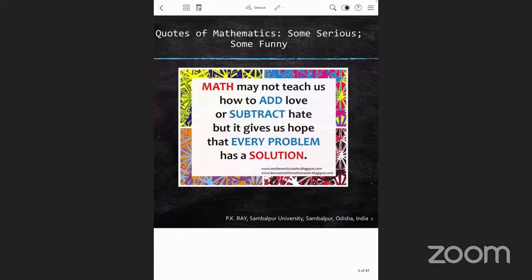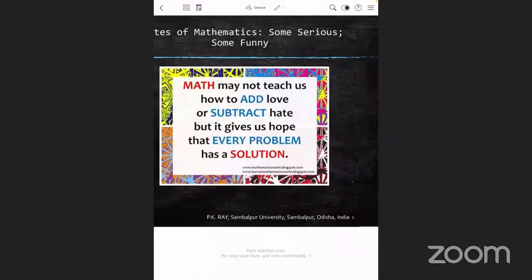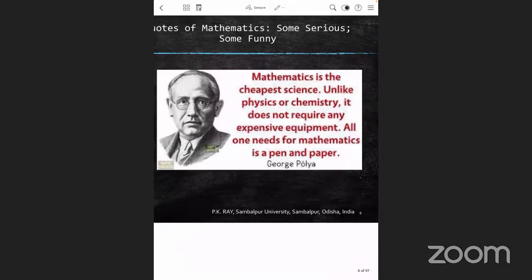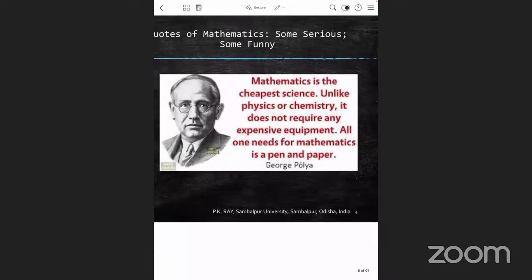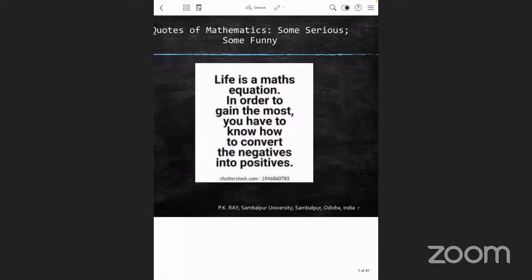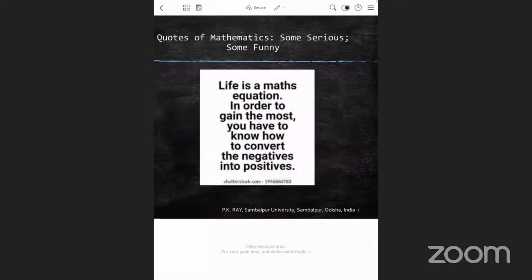This is one quote: mathematics may not teach us how to add love or subtract hate, but it gives us hope that every problem has a solution. And this is the famous quote by George Polya. Mathematics is the cheapest science. Unlike physics or chemistry, it does not require any expensive equipment. All one needs for mathematics is a pen and paper. Life is a math equation. In order to gain the most, you have to know how to convert the negative into positive.